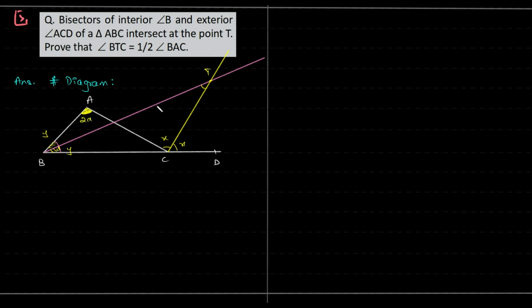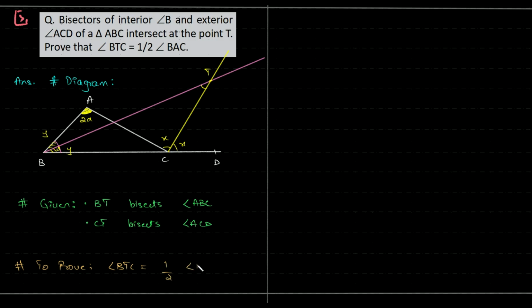You can call this 2A. So we have to prove that this is A. Okay, so that's the whole funda. We have been given quite a few things. All that we have is BT bisects angle ABC and CT bisects angle ACD. And then what else? Okay, that's it. To prove: angle BTC is half of angle BAC.